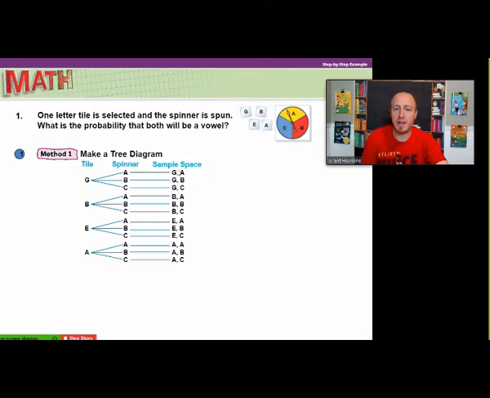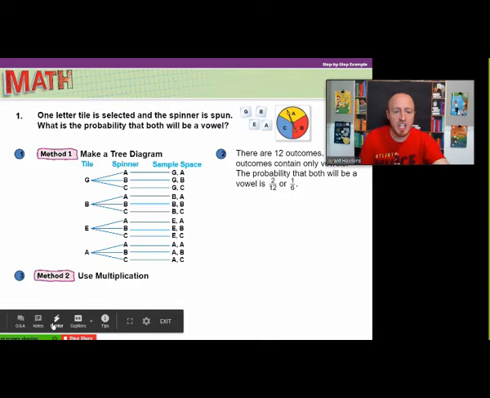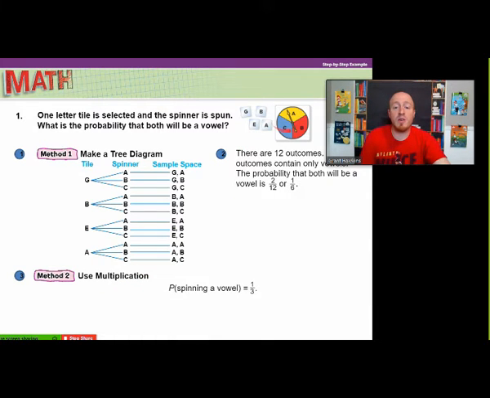So your sample space, this is your possible outcomes. 3, 6, 9, 12. Wonder how we could have gotten that a little easier. How about multiply? Use multiplication. Like my laser pointer. And the probability of spinning a vowel is what? 1 out of 3, because there's only one.